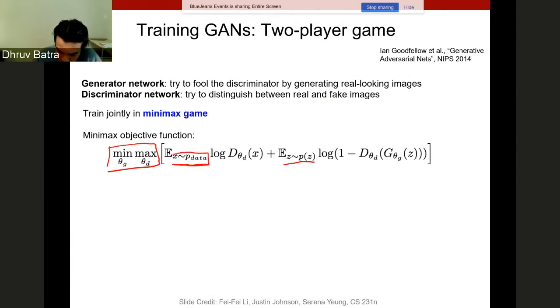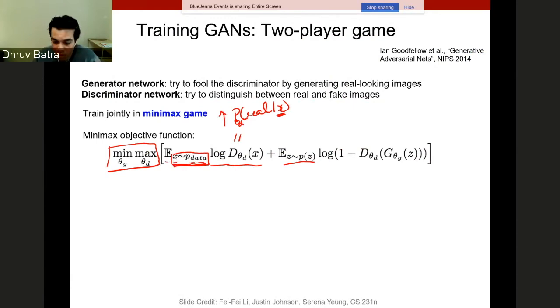For the real images, so for X generated from P data, D is our probability of real given X as a function of theta d, right? So when we feed in real images, or images truly sampled from the real world, we want this probability to be high, and we're just measuring log probability. And we want this in expectation over all of our true images. This is written as an expectation.